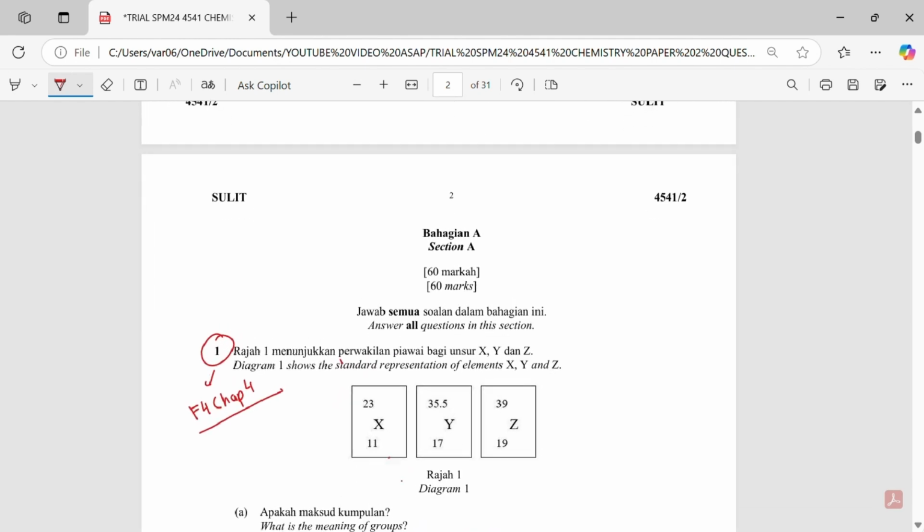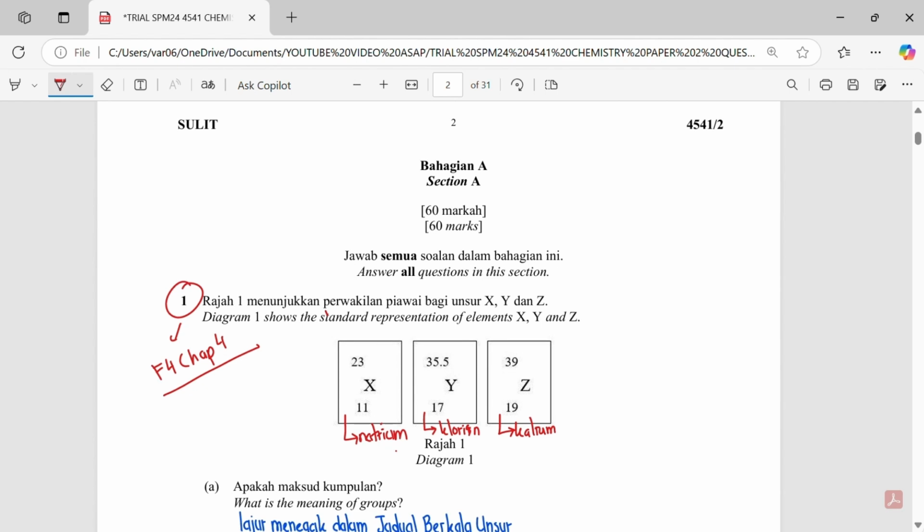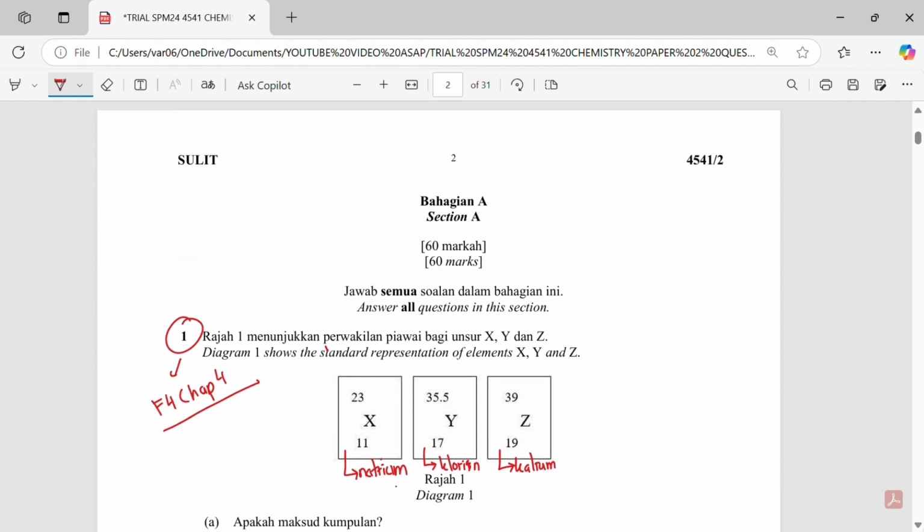So in this case, if you check your periodic table, X would be natrium, which is sodium in English. Y is basically chlorine. Okay. And then Z is basically kalium, which is potassium in English. Okay, moving on to question A.